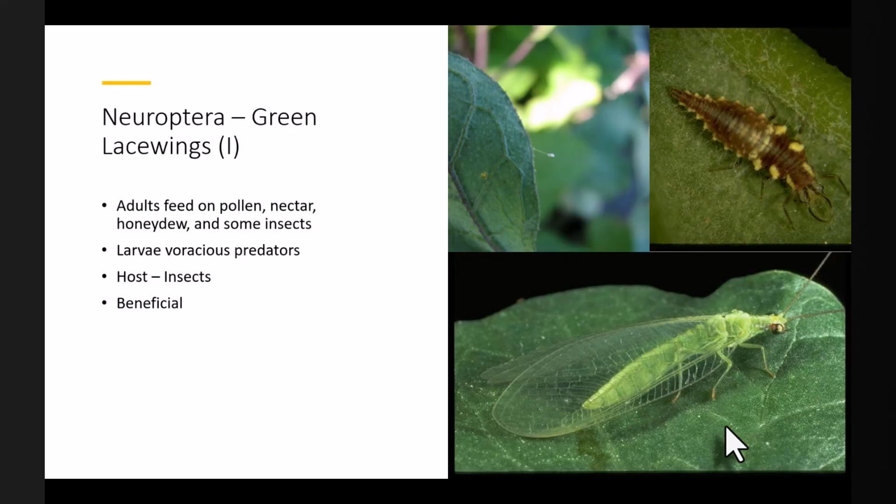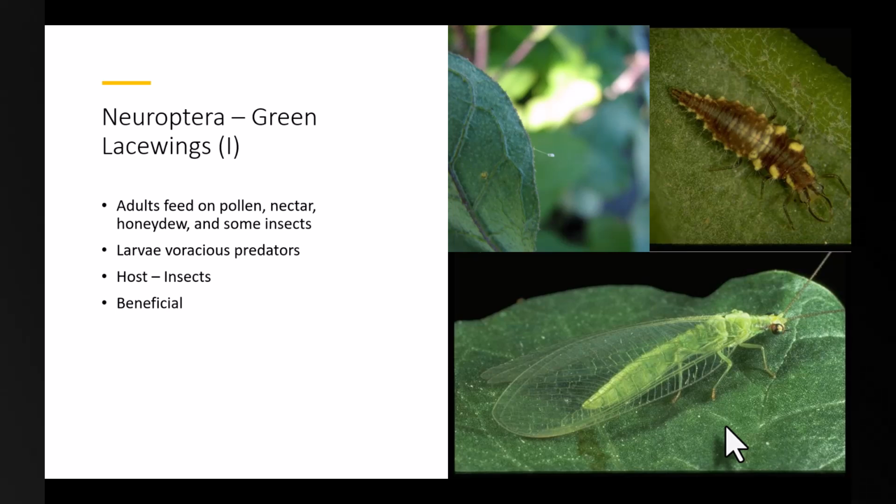Intermediates and seniors still need to know green lacewings, which are a lacy-winged, neon green, small insect. The adults tend to feed on pollen and nectar. They might also be a little predaceous on some insects, but the larvae are voracious predators, feeding on all sorts of little small things all over the plant material in your landscape. The host for these are insects because that's what they're feeding on. They are definitely beneficial.